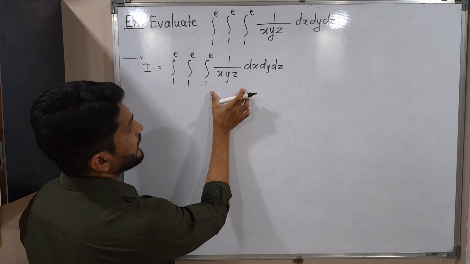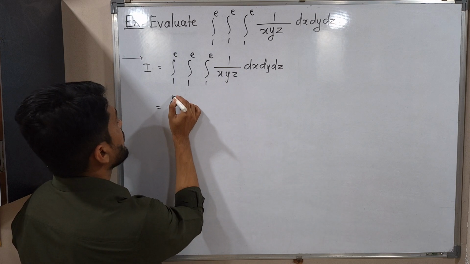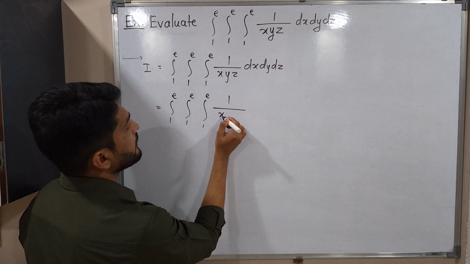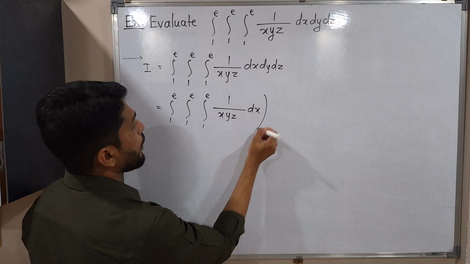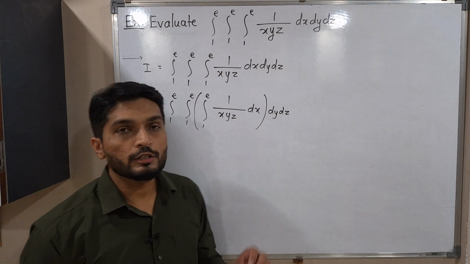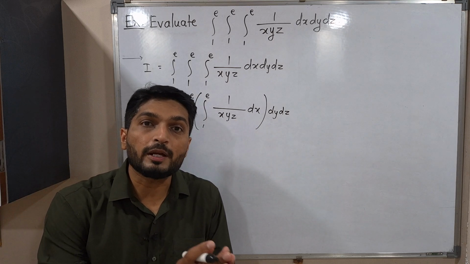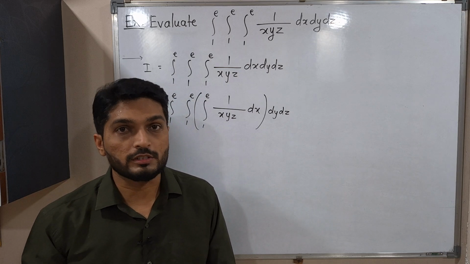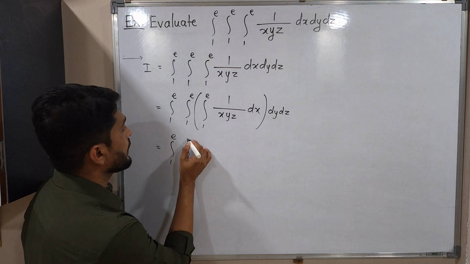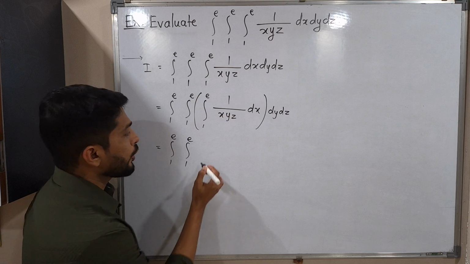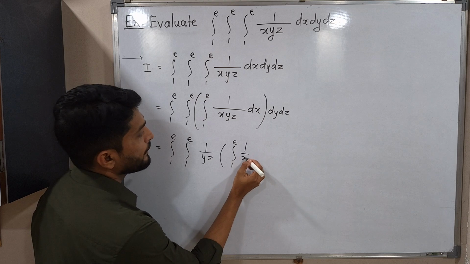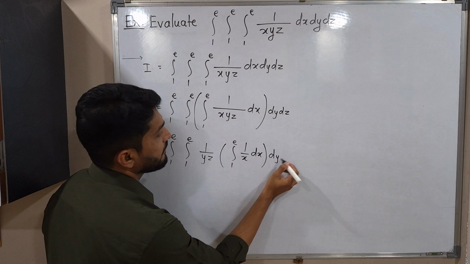We will solve the inner integration first. So let us write the integral from 1 to e, 1 to e, 1 to e of 1 upon xyz dx. I will draw a bracket here to indicate that we are solving the inner integration first, with respect to x. When you integrate with respect to x, all remaining variables are constant. So y and z are constant, so they will go outside. But they are in the denominator, so when they come outside, we write 1 upon yz, integral 1 to e of 1 by x dx dy dz.